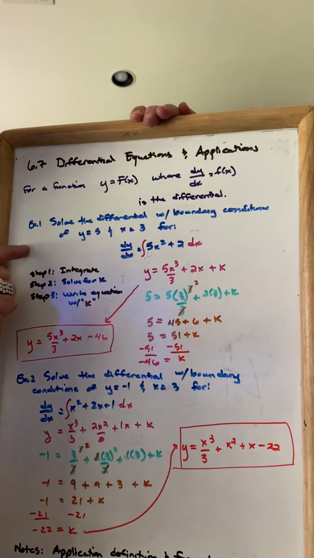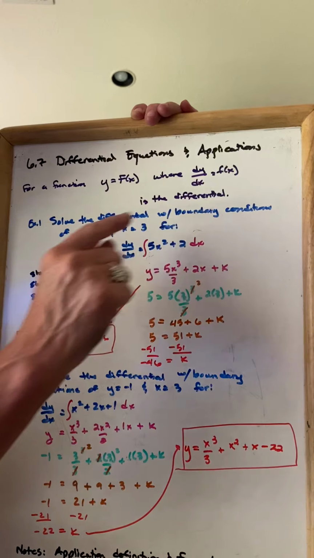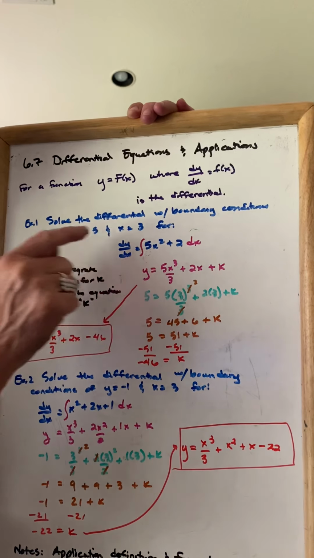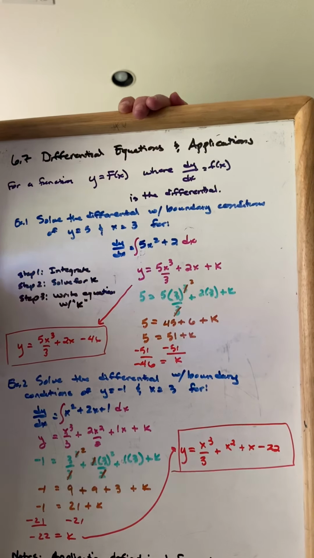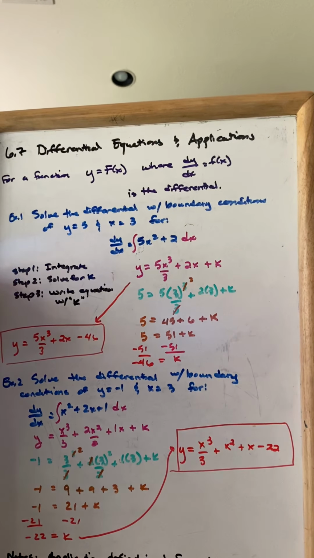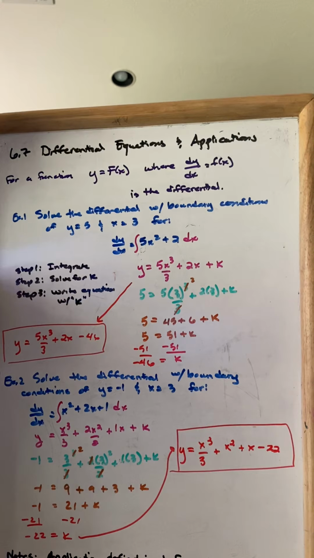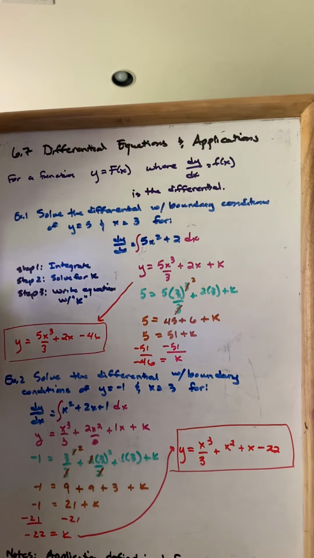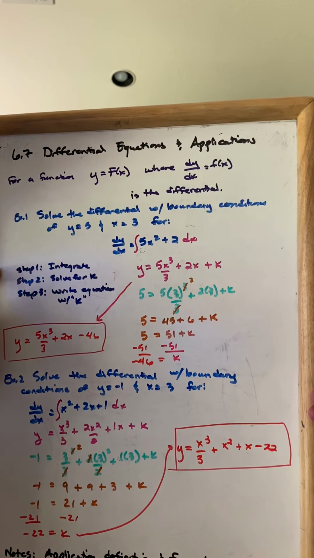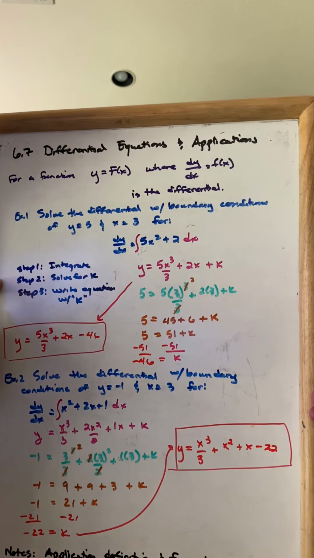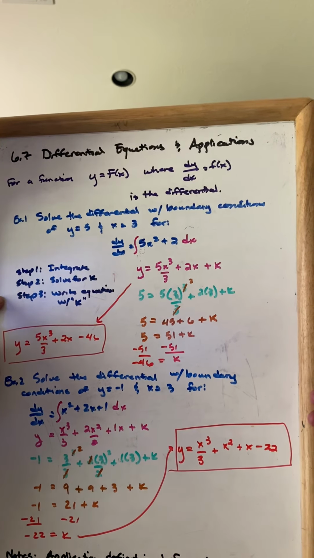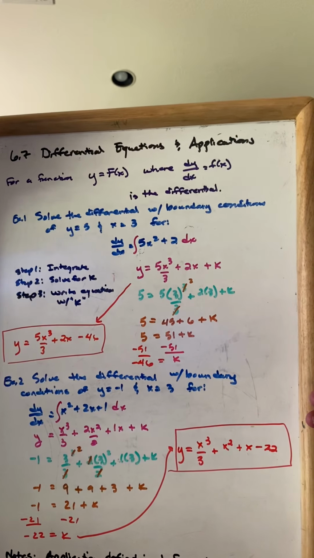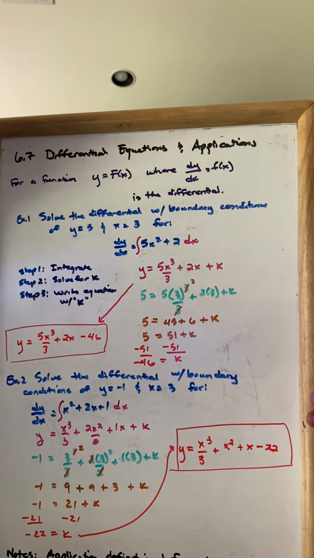All right, so we're going to solve the differential with boundary conditions of y equals 5 and x equals 3 for dy/dx equals 5x squared plus 2. Note the original equation is the blue equation. The pink is what I added in. So what do you need to do? Number one, integrate. Number two, solve for k. And three, write the equation with k from your solving. Very similar to what we did last chapter.